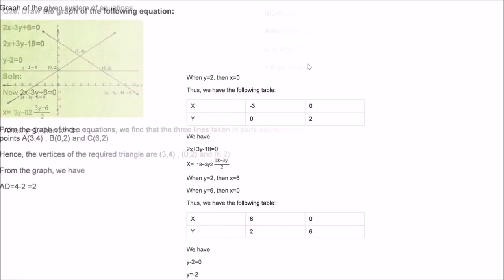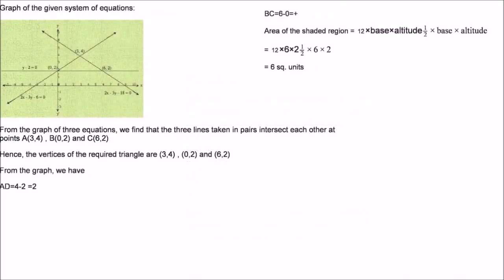So see what we are going to do here. I hope you'll be able to make the lines. Here we have the base from this point to this point. What is this? (0, 2). What is this? (6, 2). So (0, 2) and (6, 2). So what is the base? 0 to 6. That is 6 is the length. From here to here, 6 is the length.